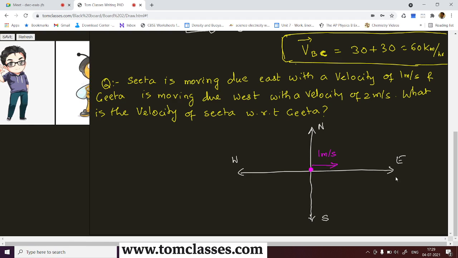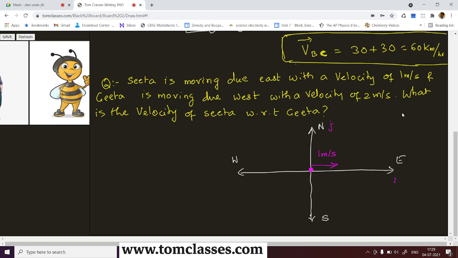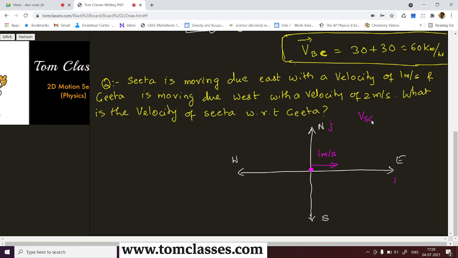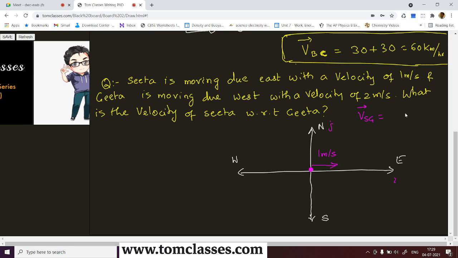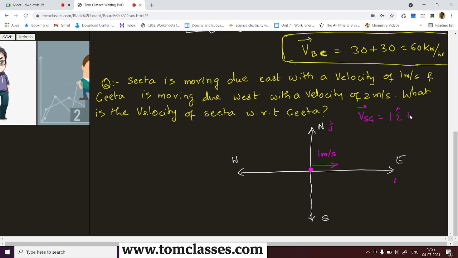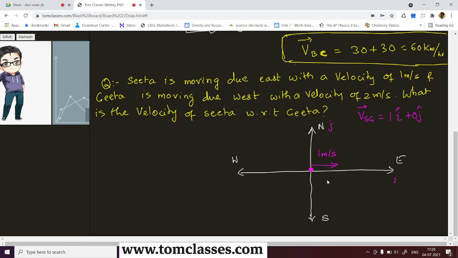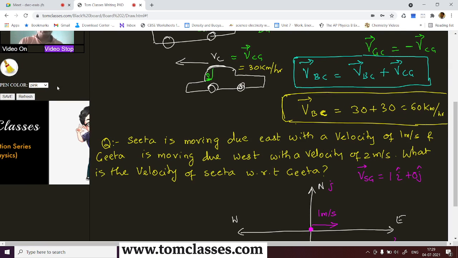So you can say this is i, this is j, or you can call it x. So what is the velocity of theta with respect to ground in vector notation? It is going to be 1i plus 0j, right? Can I say this? Yes, sir.